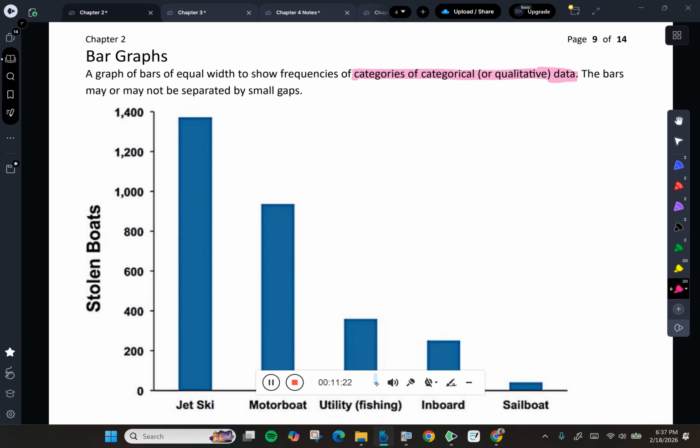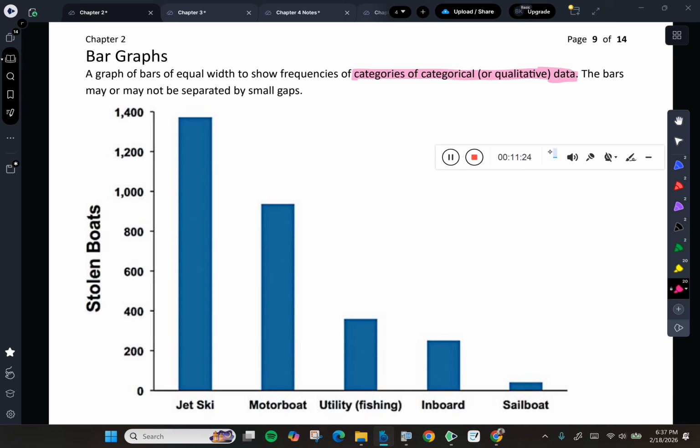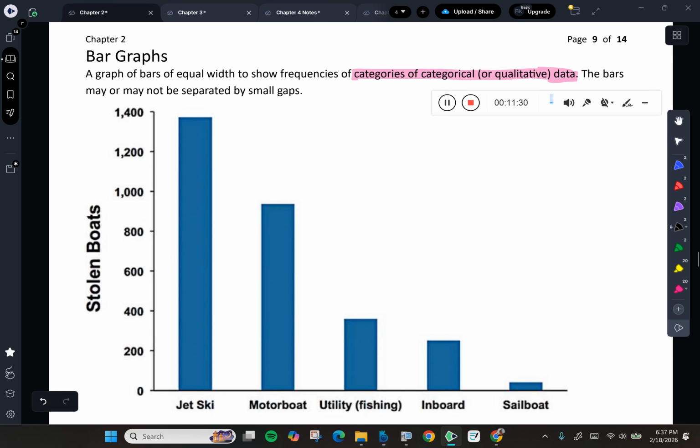I've got a lovely bar graph here, let me move this out of the way for right now, that talks about the number of stolen boats by type of boat. So my horizontal axis down here is categories. Now, one way that you can tell that this is not a histogram is the bars don't touch. And the reason the bars don't touch is because it wouldn't make sense to have the bars touch. Each of these is a separate category all in itself.